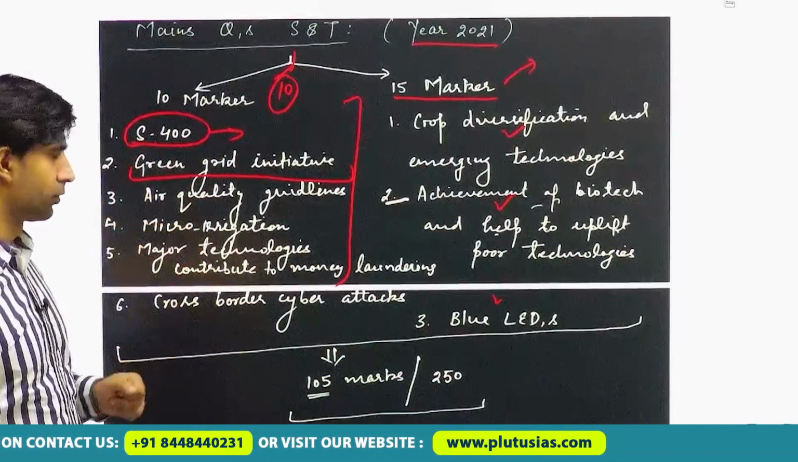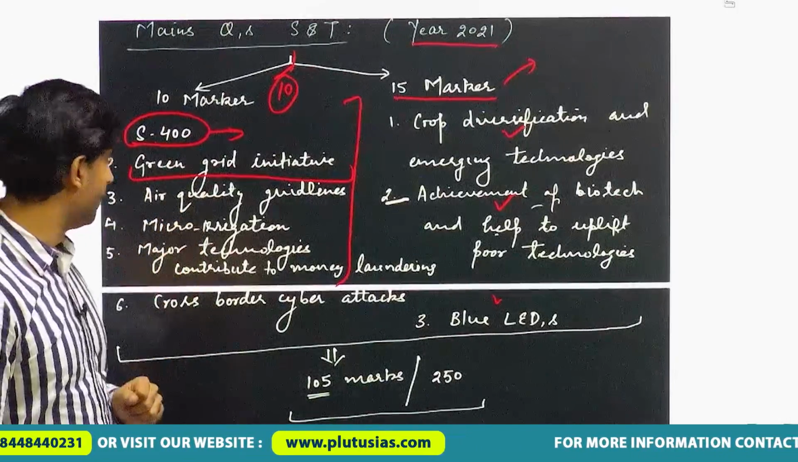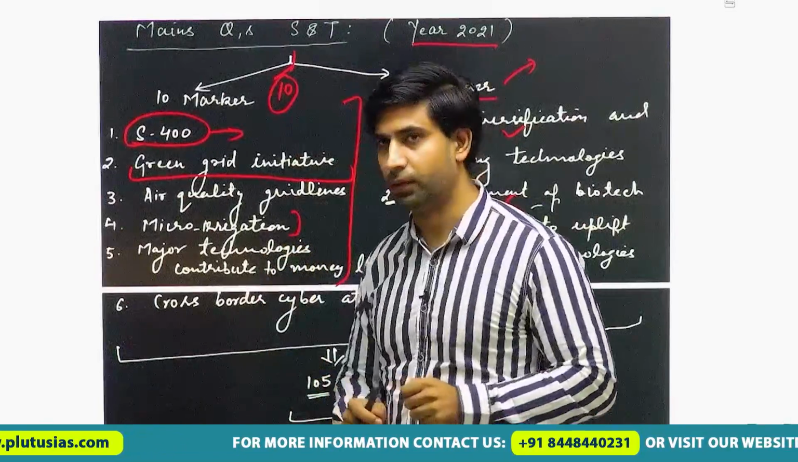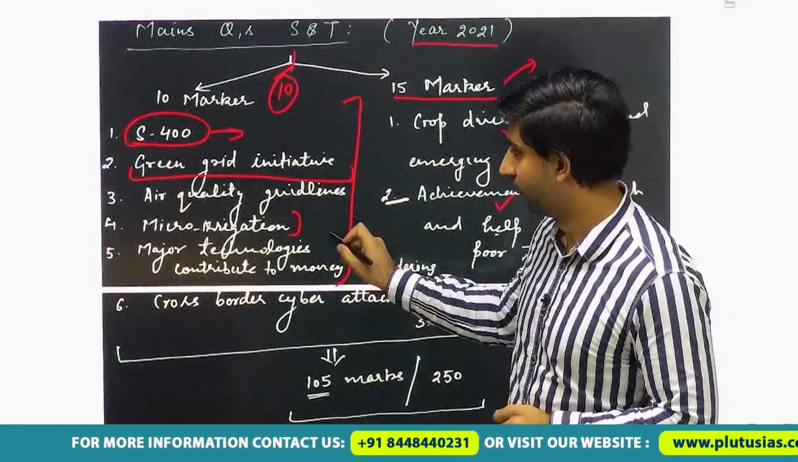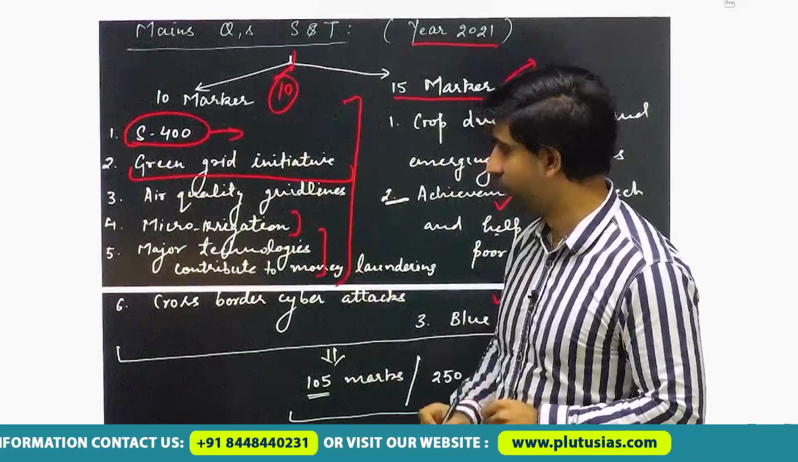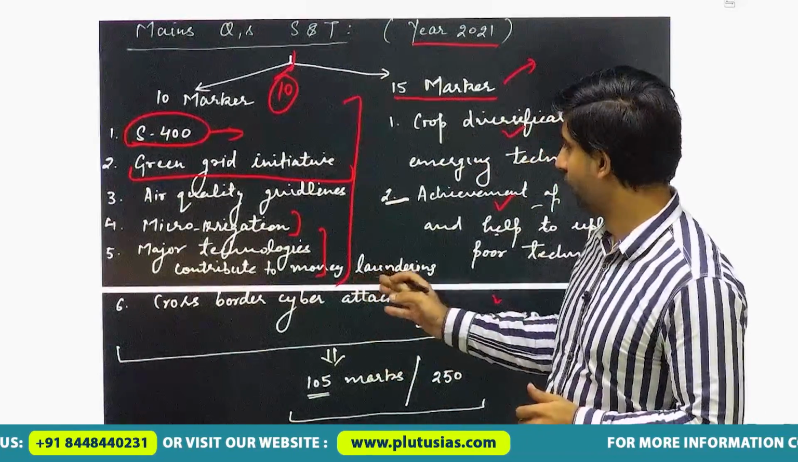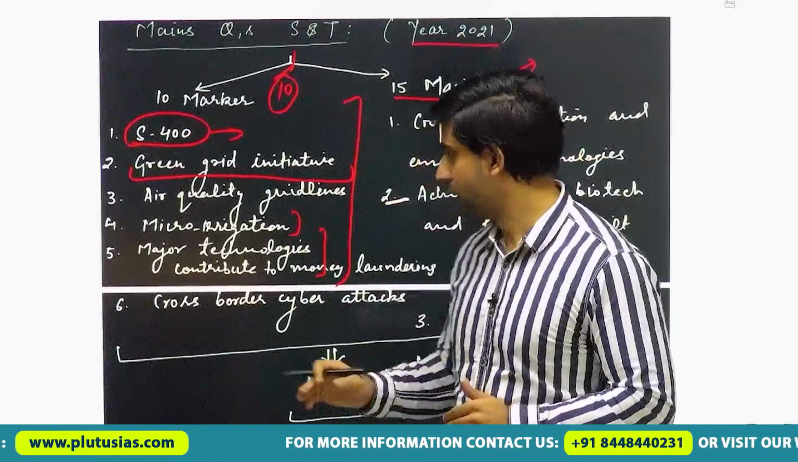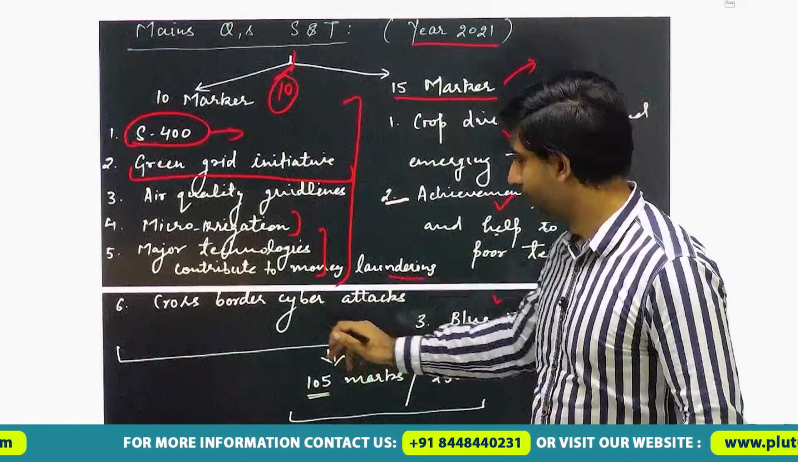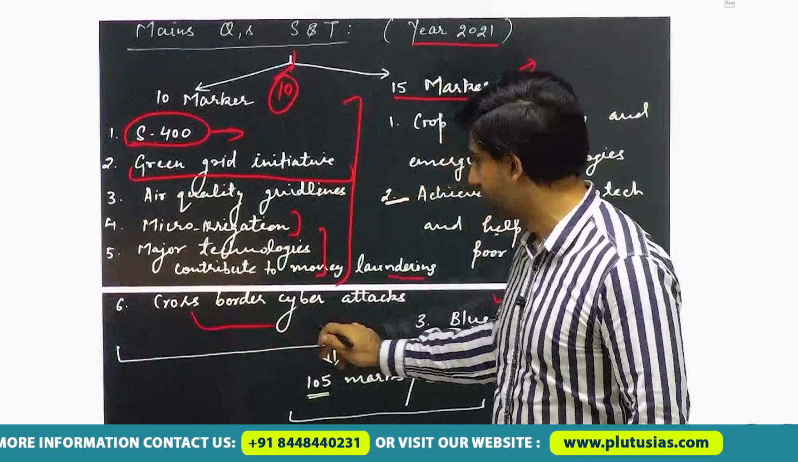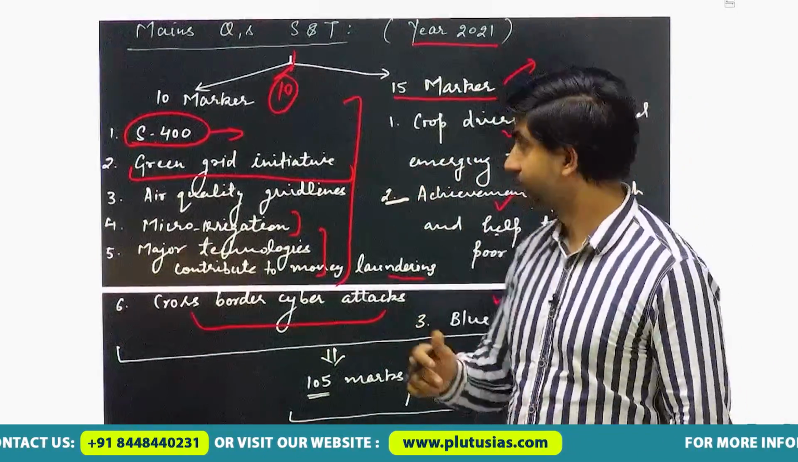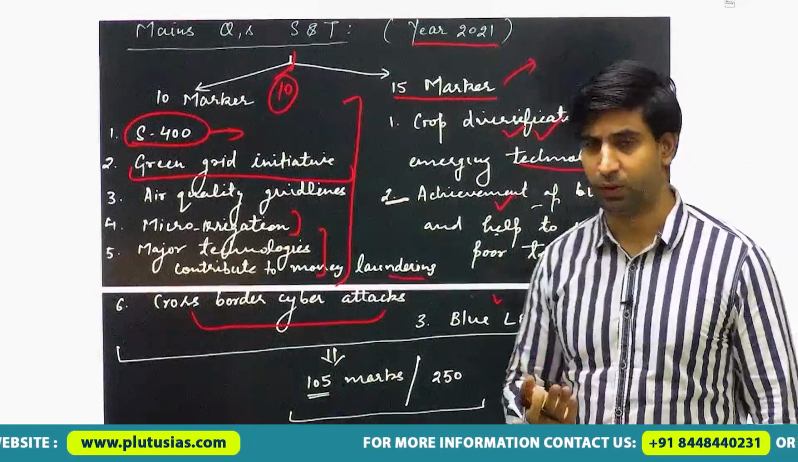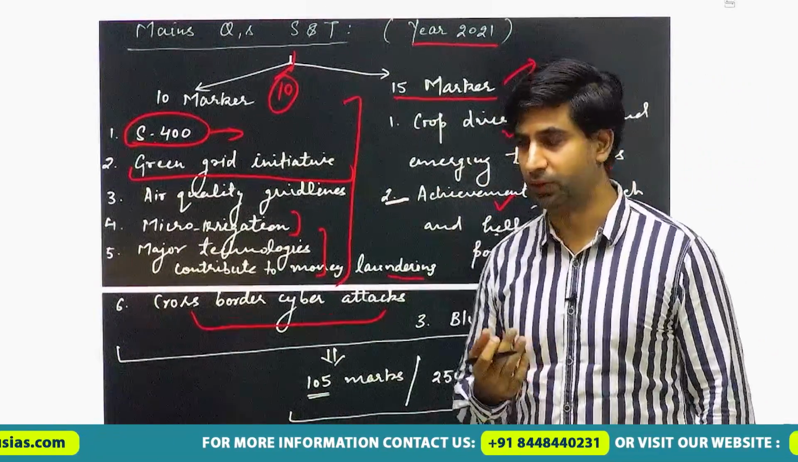Similarly, other topics were also very specific. Air quality guidelines, micro irrigation, and how it can increase the productivity in agriculture. Similarly, emerging technologies and their role in how they can be used in handling money laundering. Similarly, one question was related with cross-border cyber attacks. In the 15 marker, crop diversification and how technology can contribute in the crop diversification.